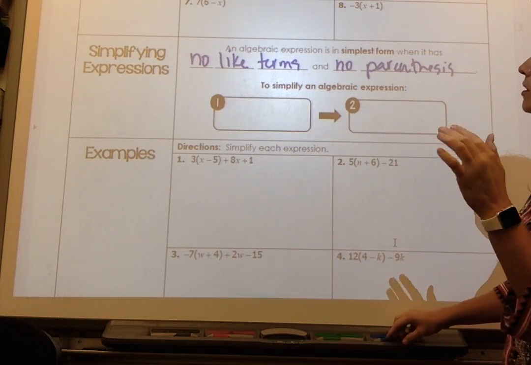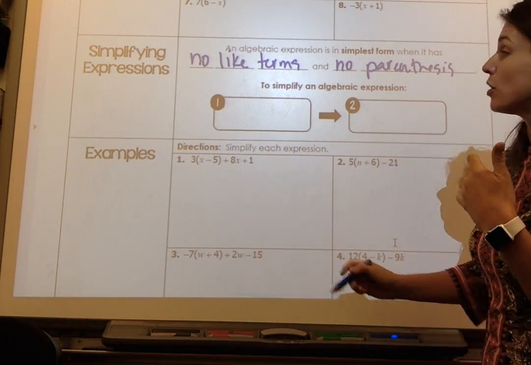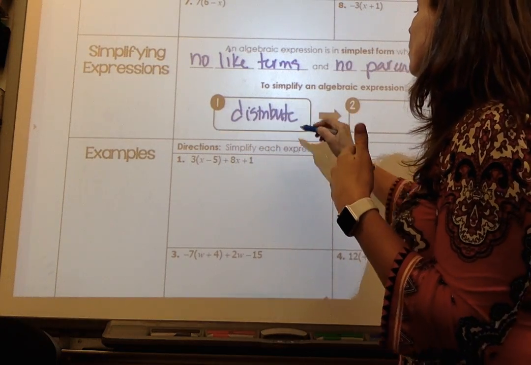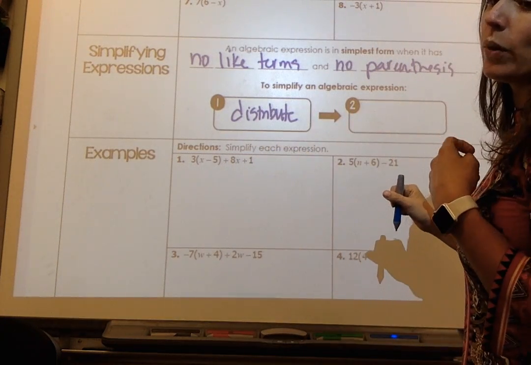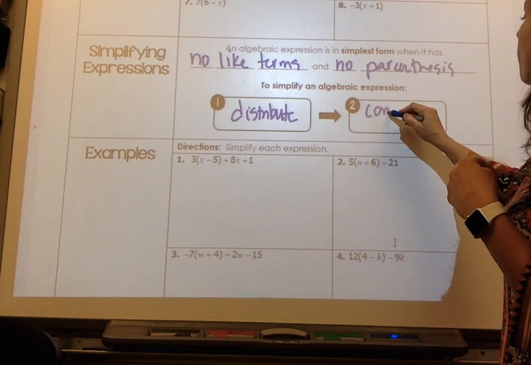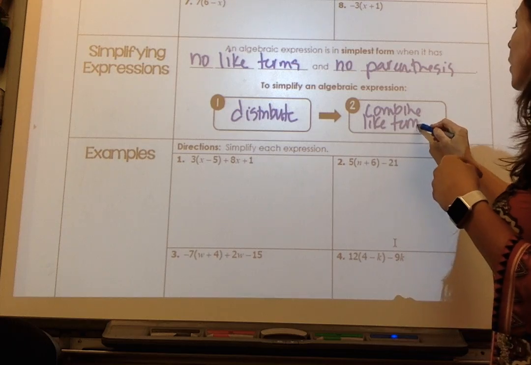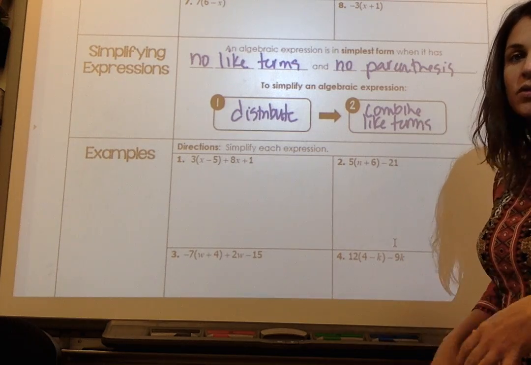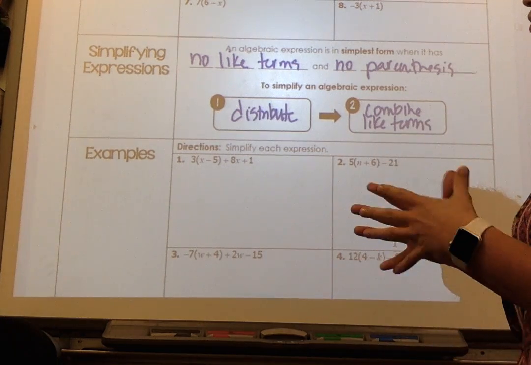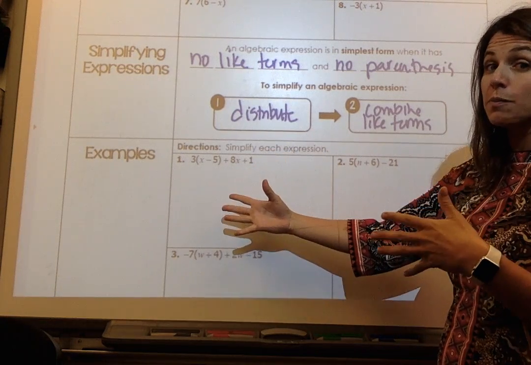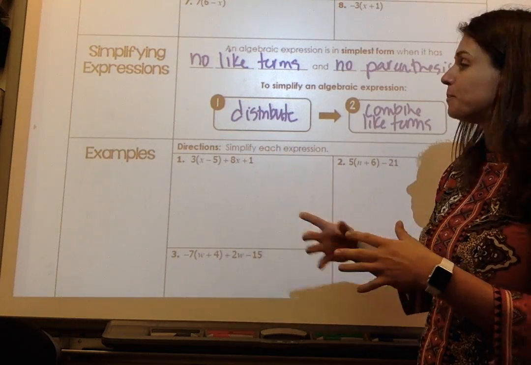So to simplify an algebraic expression, we distribute first. We distribute, and then we combine like terms. So we already know how to distribute. So now once we distribute, we're going to combine our like terms. So if we want to simplify this expression, and remember it's an expression because there's no equal sign.